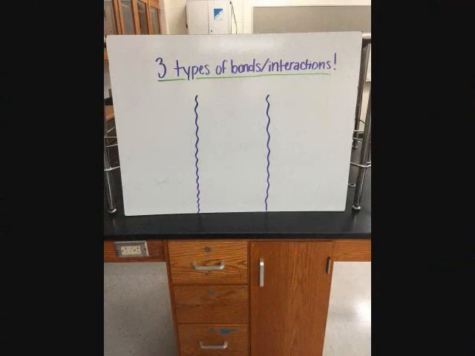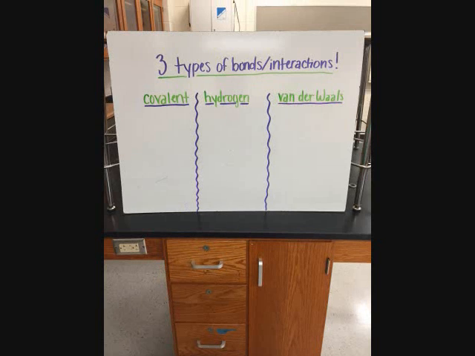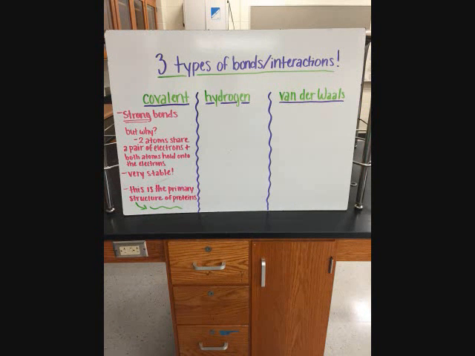All right, so the first part of this question deals with bonds and interactions in proteins. And the three types that we're going to talk about are covalent, hydrogen, and van der Waals forces. And the covalent bonds form strong bonds, and the reason for that is because the two atoms share a pair of electrons, so they both keep that electron, and it makes them very stable. And this type of bond is found in the primary structure of protein.